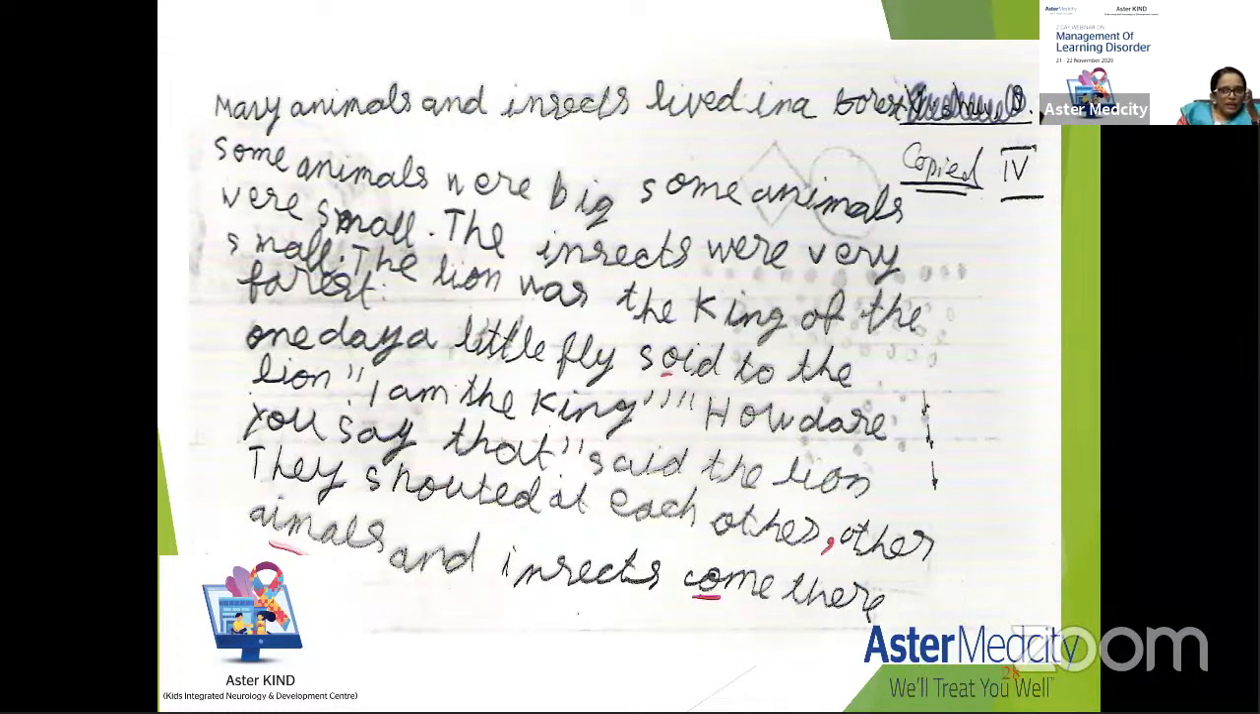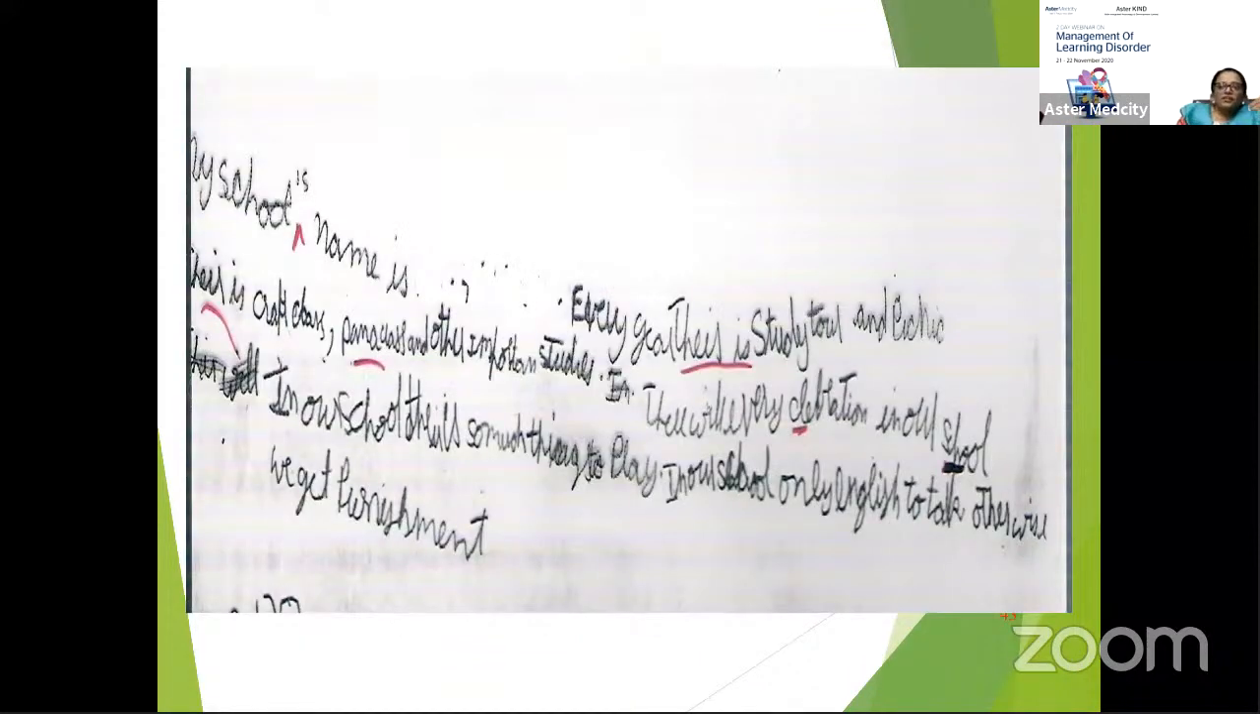So these are some of the writing samples. There you can see many errors. Spelling errors are there. Formation of letters is problematic. Between lines, there is no space between the words. And the sentence, everything is having problems. Punctuation marks are not there. This is also a writing sample. They are unable to stay on the line. So there are many errors, spelling errors are there.